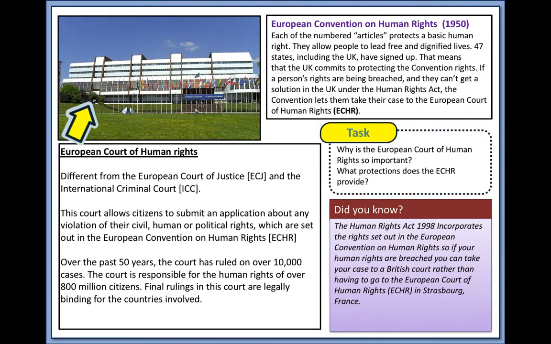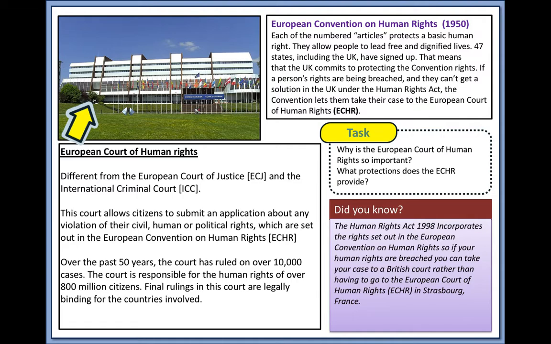Now, the European Convention on Human Rights is full of articles that protect the basic human rights from the Universal Declaration of Human Rights, which was signed by Eleanor Roosevelt as part of the United Nations. They allow people to lead free and dignified lives. 47 states, including the UK, have signed up to it. This means that the UK commits to protecting the Convention rights. If a person's rights are being breached and they can't get a solution in the UK under the Human Rights Act 1998, the Convention lets them take their case to the European Court of Human Rights.